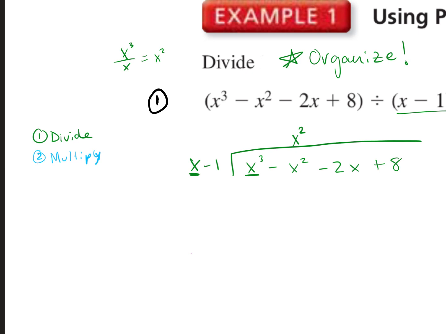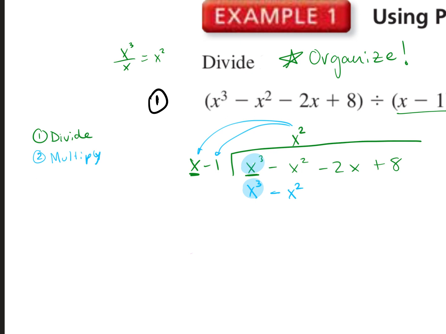So I take what I just found, that x squared, and I'm going to multiply it by both terms out front. So x squared times x would be x to the third power. We're always going to get the same thing over again. So I had x to the third power. I'm going to get another x to the third power. It's always going to repeat there. And then x squared times negative 1 would be negative x squared.